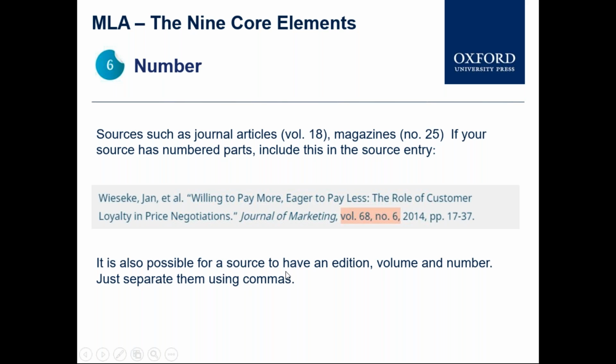It is also possible for a source to have an edition, volume, and number. All you need to do is just separate them with commas. The good news is that you really don't have to do any of this manually. Unless it is just one or two citations that you have in your article. Because in an article, you will have 15, 20, 30 citations. So then you will need to use the software. But if it is one or two, this is how you would do it. Hence the need for this presentation.